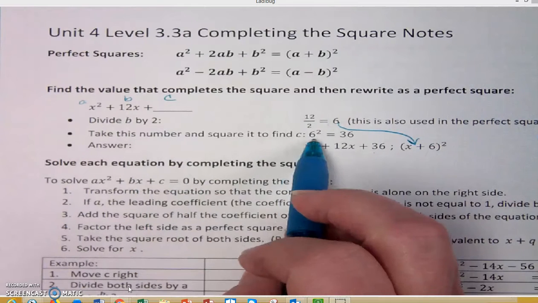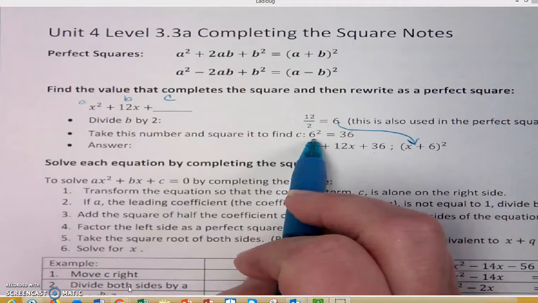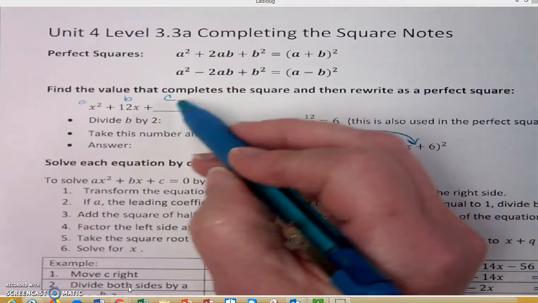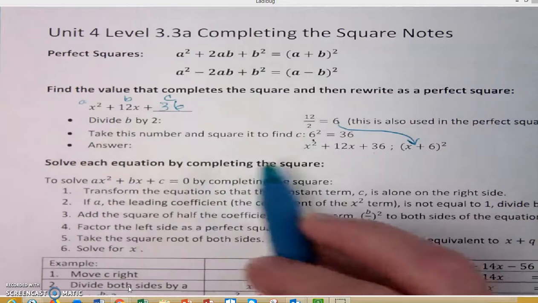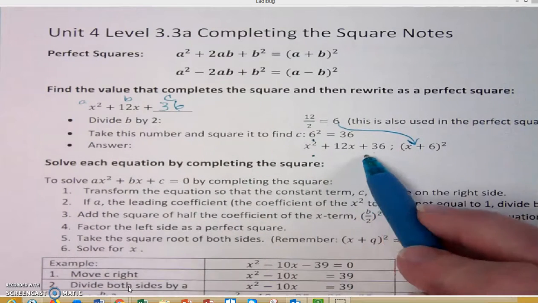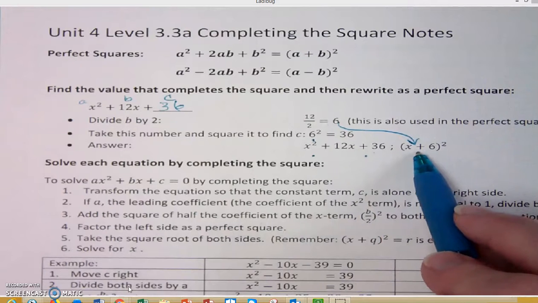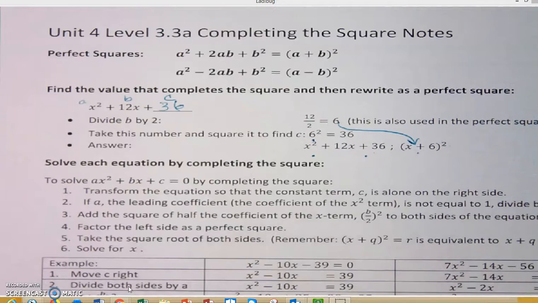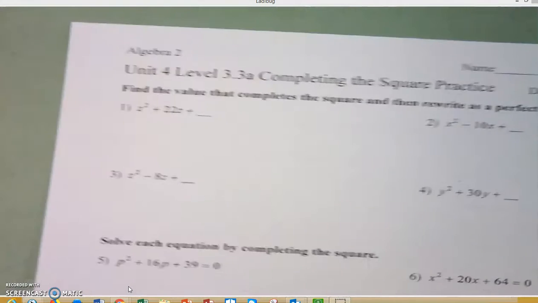So once we have our 6, we're going to square it to find our c. 6 squared is 36. So we put 36 right here. So our answer is x squared plus 12x plus 36. And then writing it as a perfect square would be x plus 6 squared. So let's turn the page over and practice one of the problems.